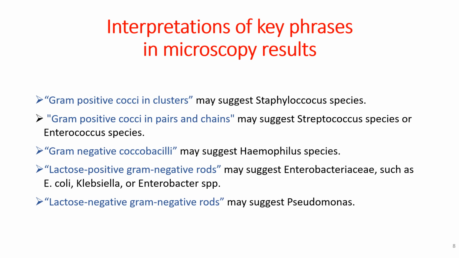If it mentions lactose positive gram negative rods, lactose positive meaning pinkish colonies, then it indicates Enterobacteriaceae, such as E. coli, Klebsiella, or Enterobacter species. If it mentions lactose negative gram negative rods, then it is non-fermenting bacilli such as Pseudomonas, Acinetobacter, Burkholderia, and others. So this is how microscopy results can help us indicate a particular organism, which gets confirmed only on its culture growth, identification and sensitivity.